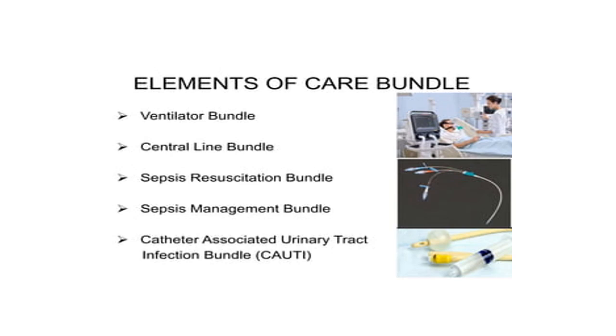So what are the bundles? Bundles are ventilator bundles, which we call VAP bundles, central line bundles, which we call CRBSI bundles, sepsis resuscitation bundles, sepsis management bundles, and catheter associated urinary tract infection bundle, that is CAUTI. So these are the bundles. Here we'll discuss 4 bundles: ventilator bundles, central line bundles, sepsis resuscitation bundles, and CAUTI.